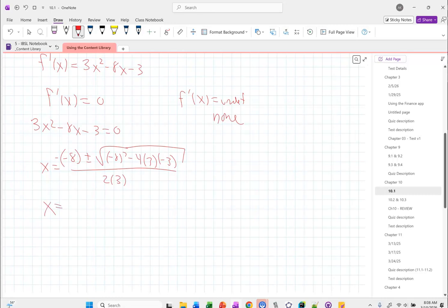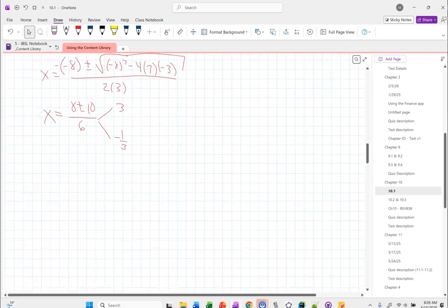If you don't have that memorized, God help you. It's been a while. 64 plus 36 is 100. The square root of 100 is 10. 8 plus 10 over 6 is going to be 9 over 3. 18 over 6 is 3, sorry. And then 8 minus 10 over 6 is negative 1/3. Everybody's okay? Just arithmeticing, right?